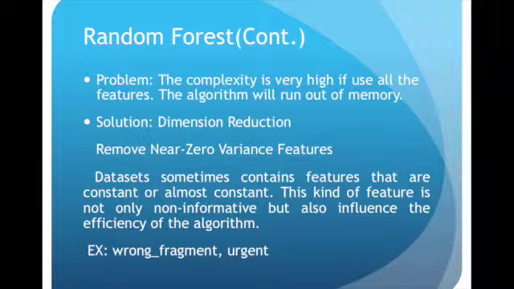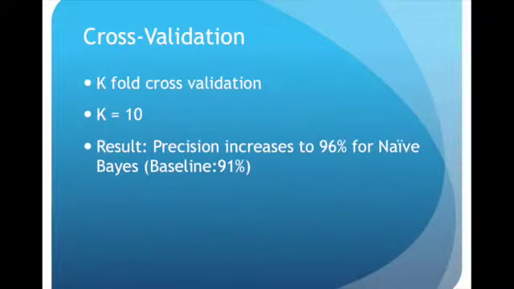I also do some cross-validation. For example, I use k-fold cross-validation, and the result is that the precision increased to 96% for naive Bayes, compared to the baseline of 91%.